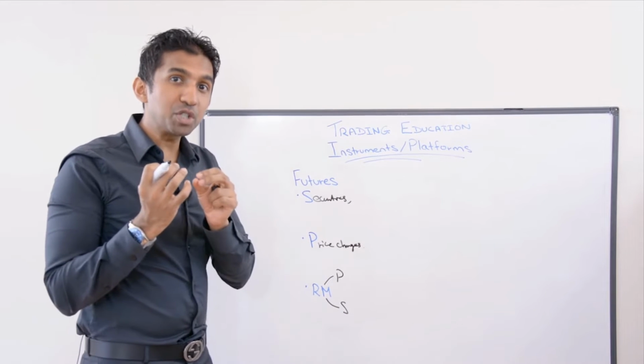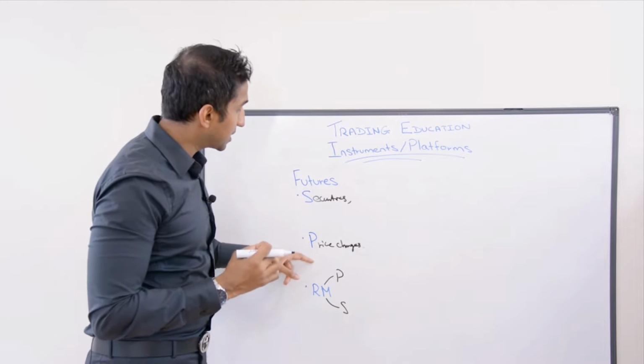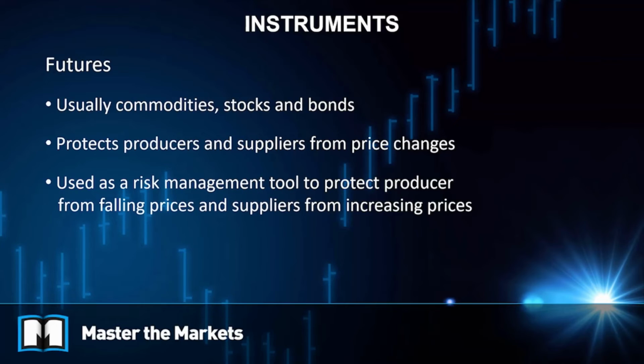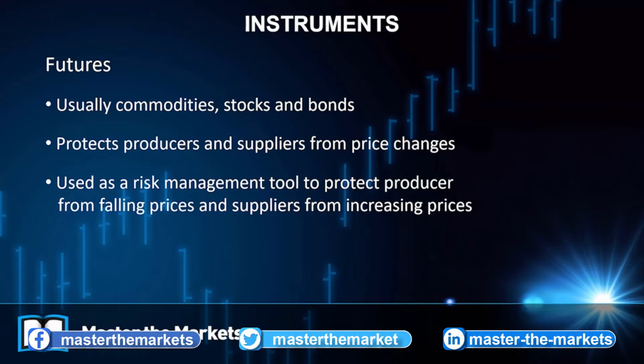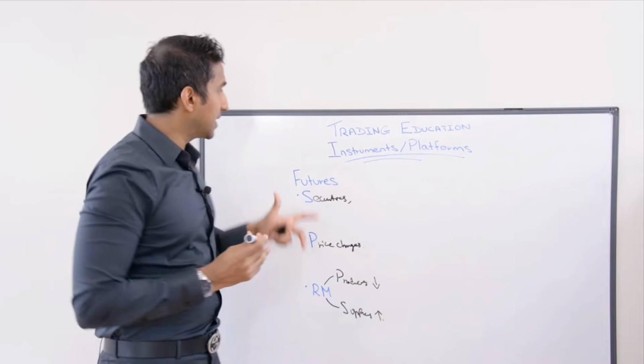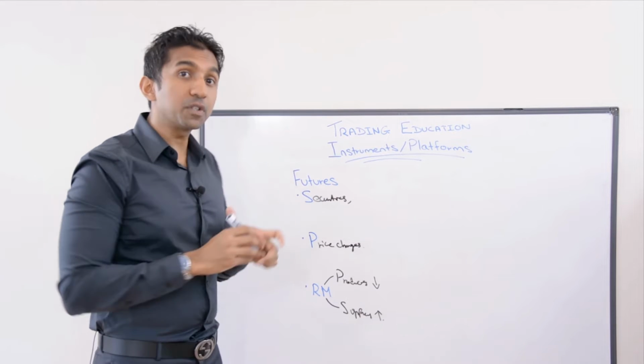Basically, this price changes protection makes the futures contract act as a risk management tool to protect the producers from falling prices and the suppliers from rising prices. Okay, so basically, as the name suggests, the futures is for the future.